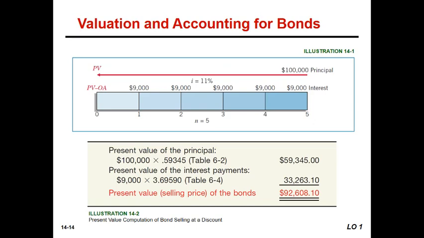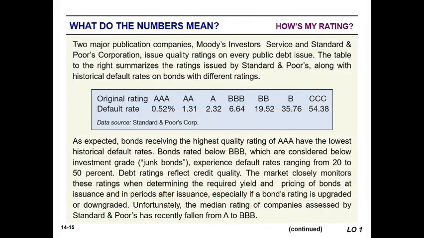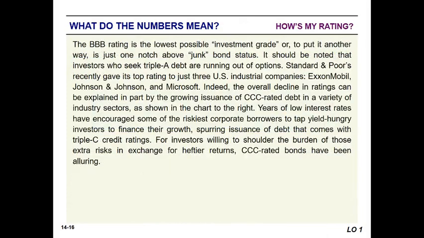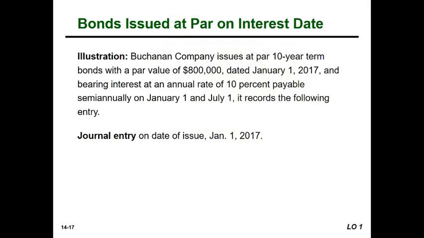Now we are going to only receive $92,608.10. That gives us a difference of $7,391.90. Now, that is going to result in us having a discount on our bonds payable.